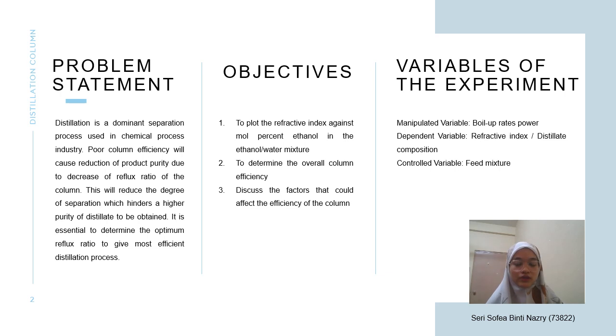In this experiment, there are three main objectives. The first one is to plot the refractive index against mole percent ethanol in the ethanol water mixture. Second is to determine the overall column efficiency. And lastly, to discuss the factors that could affect the efficiency of the column. The variables of the experiment: the manipulated variable is the boil-up rate power, the dependent variable is the refractive index or distillate composition, and the control variable is the feed mixture.